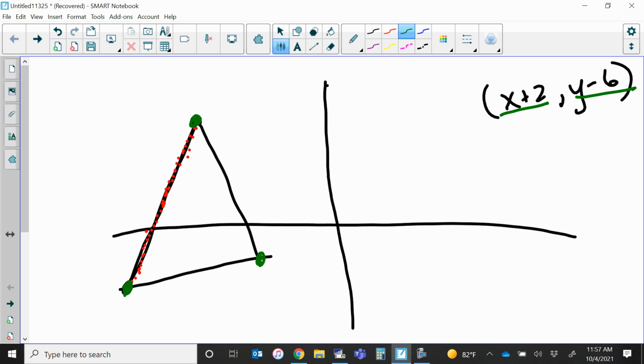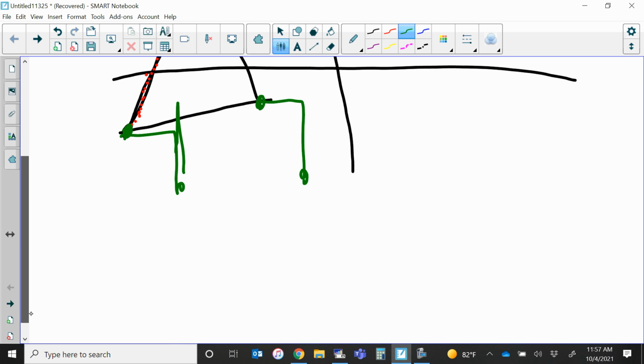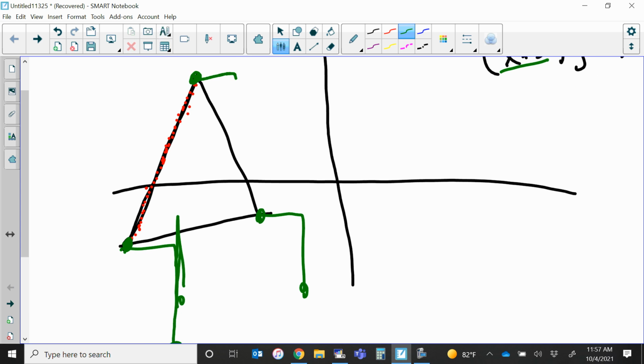If I do +2, minus 6, so I go over 2, 1, 2, and then go down 6, and then I go over 2. Don't write this. I'm just talking you through this, and I go down 6, down 6. Come on. And then I go over 2 and down 6. Do you see how I've slid this triangle over 2 and down 6? Does that make sense?